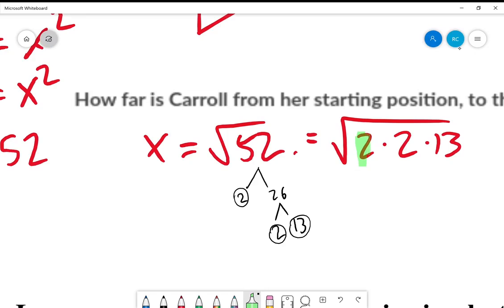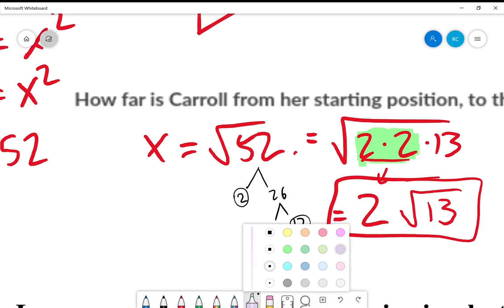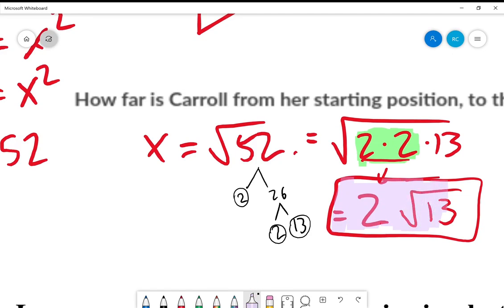And because we have 2 squared here, 2 times 2 is 2 squared, we can take the square root of that. That is 2. That's these two together. You take the square root. And then the only thing that's left under the square root is 13. So the final answer is 2 times the square root of 13 kilometers.